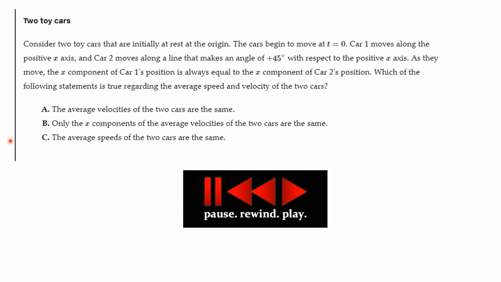As they move, the x component of car 1's position is always equal to the x component of car 2's position. Which of the following statements is true regarding the average speed, that's not the vector, and velocity of the two cars? A, the average velocities of the two cars are the same. B, only the x components of the average velocities of the two cars are the same. Or C, the average speeds of the two cars are the same. You know what to do. Let's see how you did.